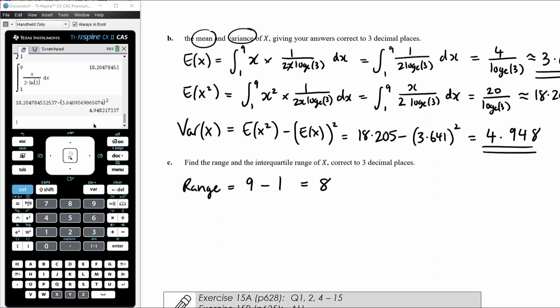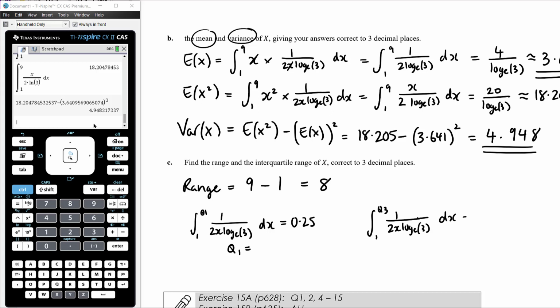Okay, so if we integrate from 1 up to the first quartile, Q1, our probability density function, which is 1 on 2x log e of 3, if that equals 0.25, that's going to give us Q1. Okay, and if we integrate from 1 up to Q3, it should equal 0.75 to give us the third quartile. And then the interquartile range is going to be the third quartile minus the first quartile. Okay, so let me do those.